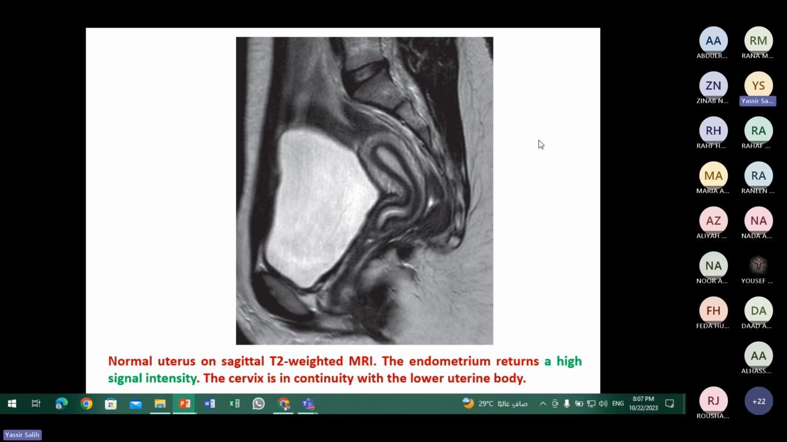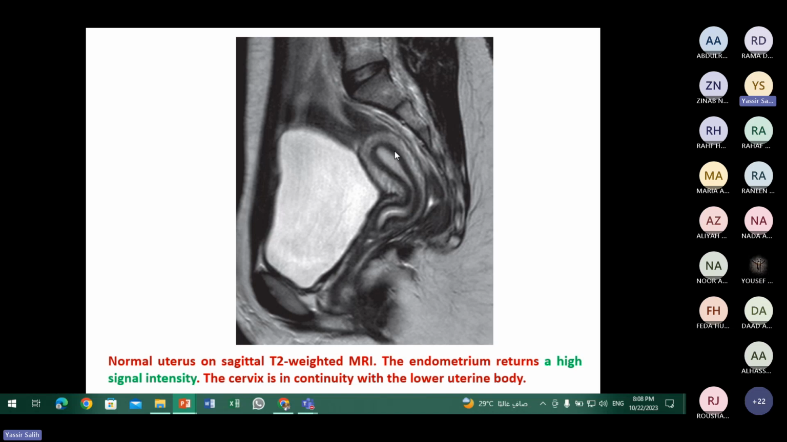MRI. Which plane? Sagittal. And which sequence? T2. Yes, sagittal T2 MRI. What is this structure? Urinary bladder.